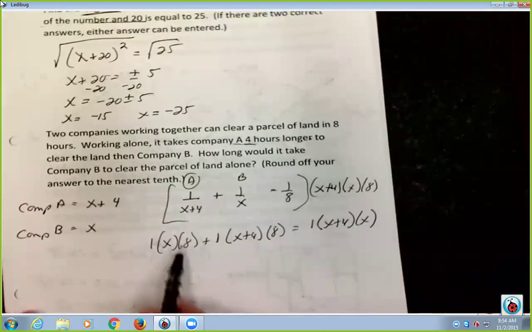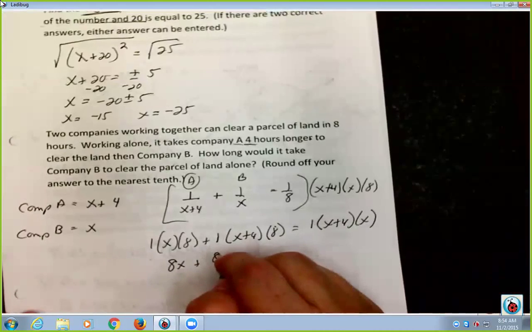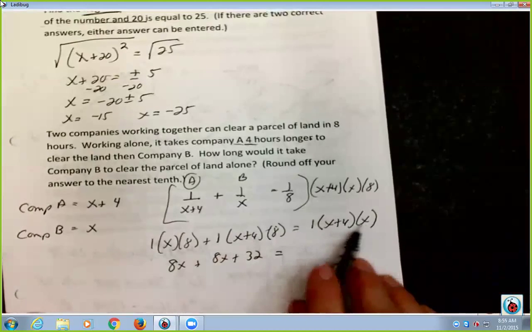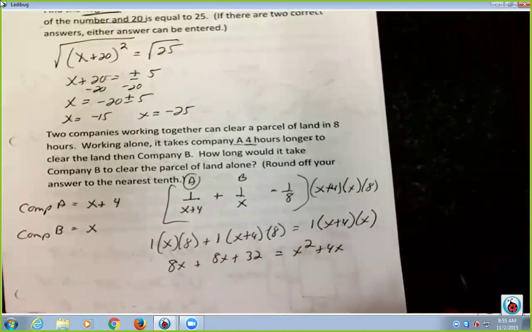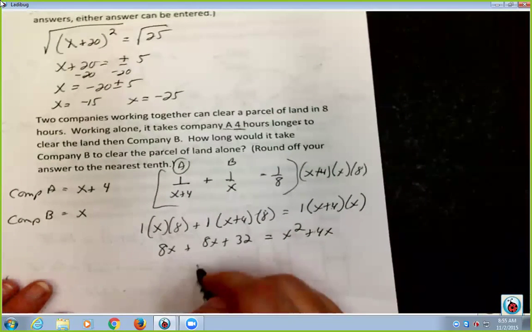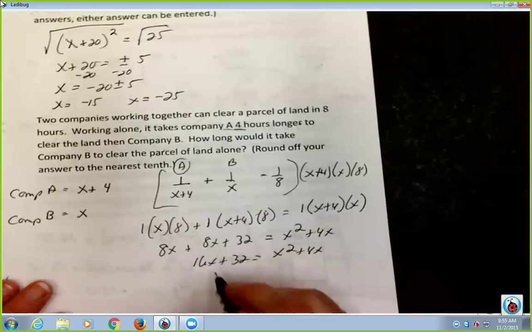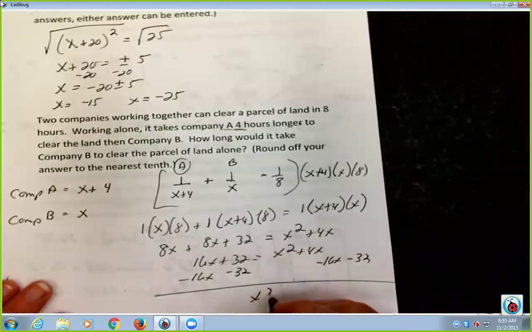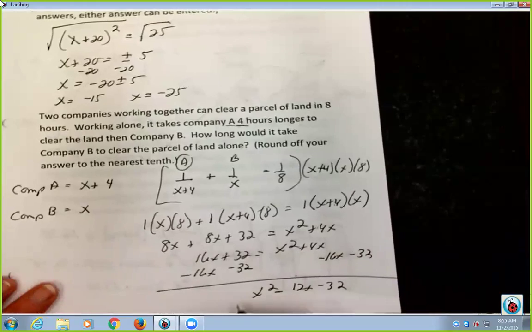So I get 8x. 8 times x is 8x. 8 times 4 is 32. And at the end, x times x is x squared, and x times 4 is plus 4x. And put my stuff together. Move my 16x over, move the 32 over. And I find I have x squared minus 12x minus 32.